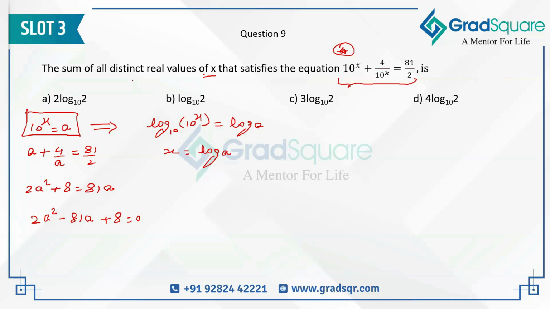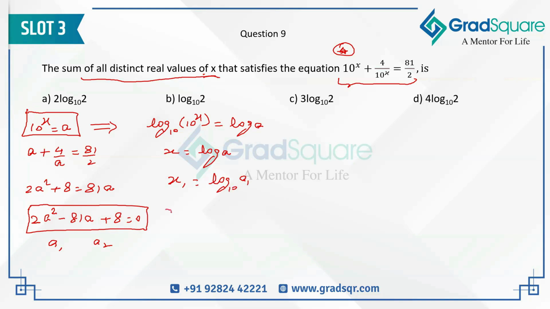You are looking at finding the sum of all distinct real values of x. Now, if you look at this equation, how many values of a are there? There are two values of a over here, a1 and a2. So there will be two values of x. X1 will correspond to log base 10 a1 and x2 will correspond to log base 10 a2. They're asking you the value of x1 plus x2. It will turn out to be log base 10 a1 plus log base 10 a2.